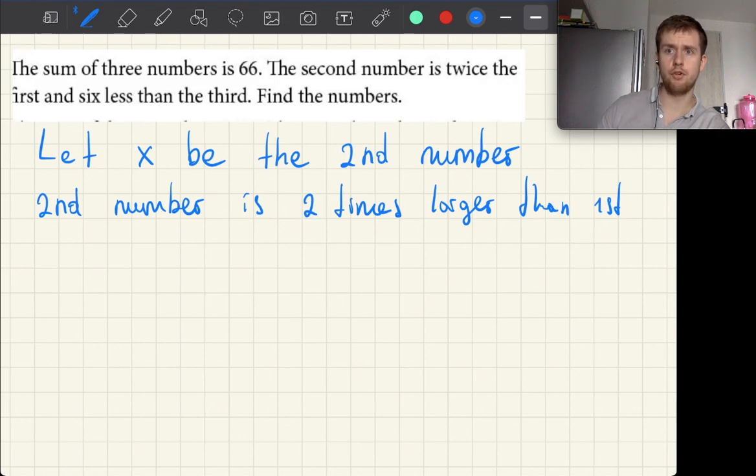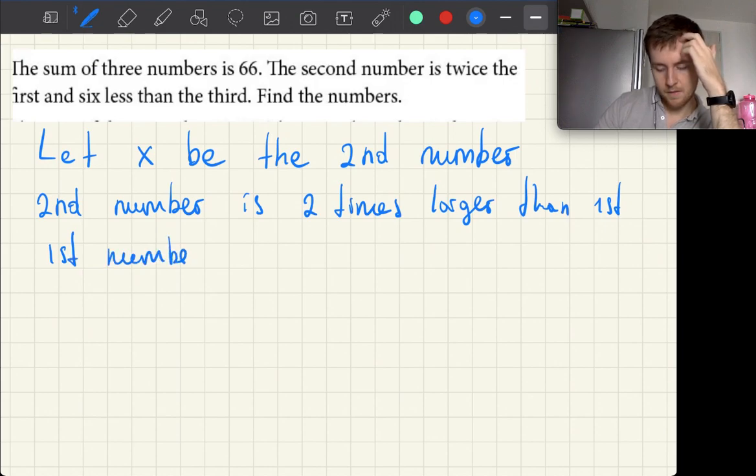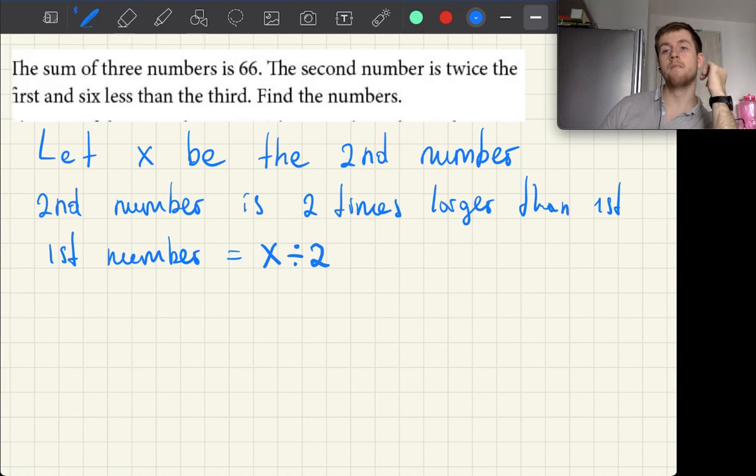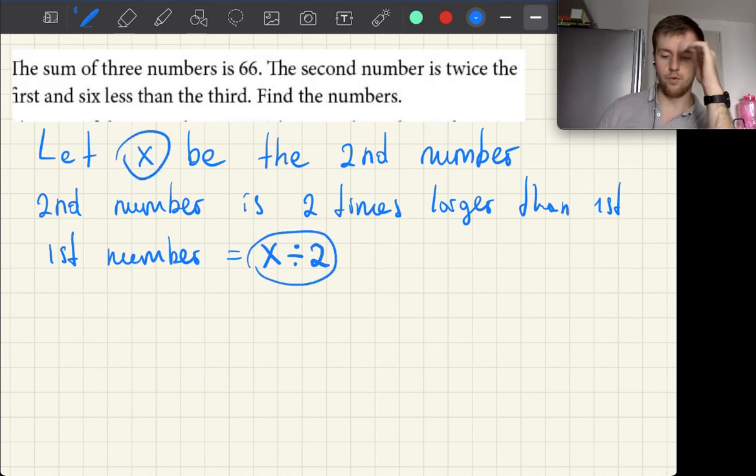So what does it mean for us? How can we show the first number? Well, we could say that the first number is equal to, so if it's larger, right? The second number is 2 times larger than the first number. So if we divide it by 2, you would get the first number. So again, x is the second number, the first number is x divided by 2, and finally the third number.